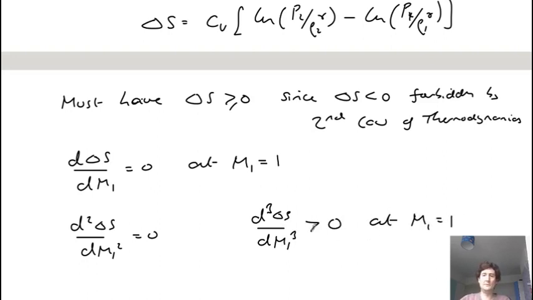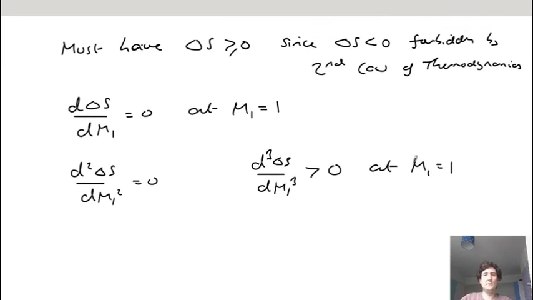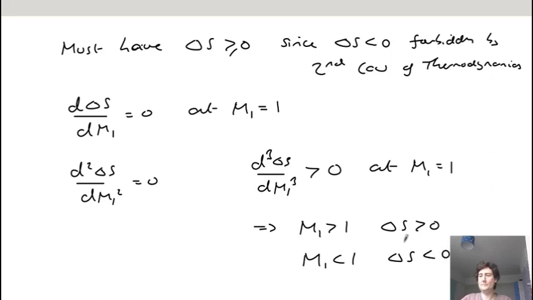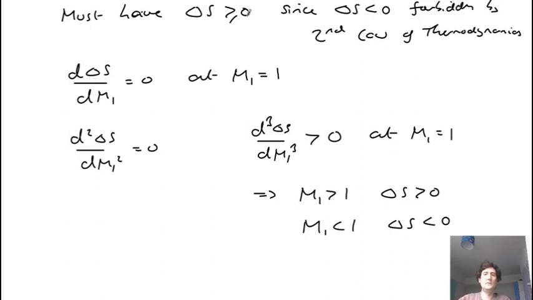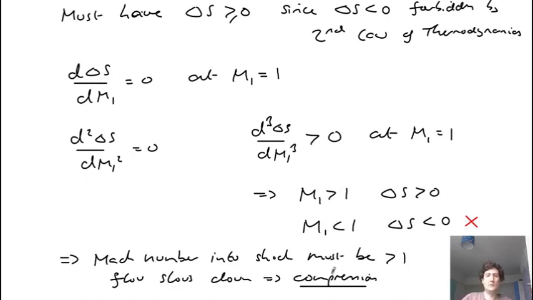at M1 equals 1. So what this means is that as the Mach number increases above 1, delta S is bigger than 0. So if M1 is bigger than 1, delta S is bigger than 0. And if M1 is less than 1, then delta S is less than 0. And so of course this second case is forbidden. And so therefore the Mach number going into the shock must be bigger than 1. So you must have compression, and there are no shocks in expansion, because otherwise the entropy would drop.